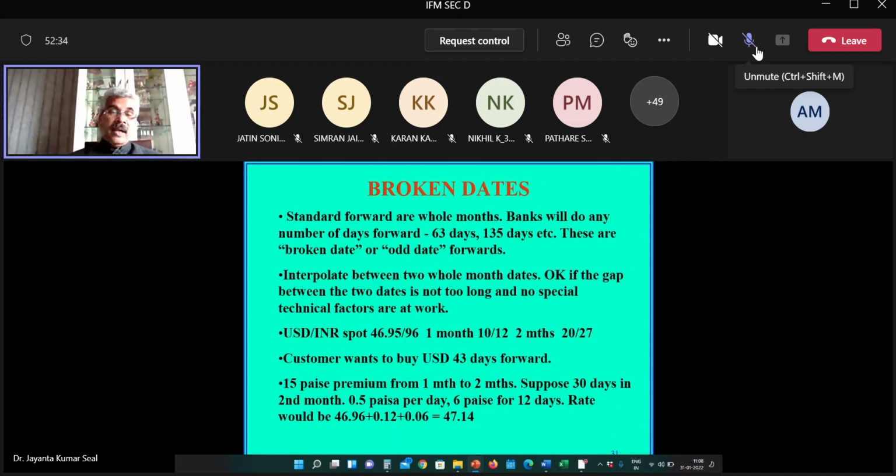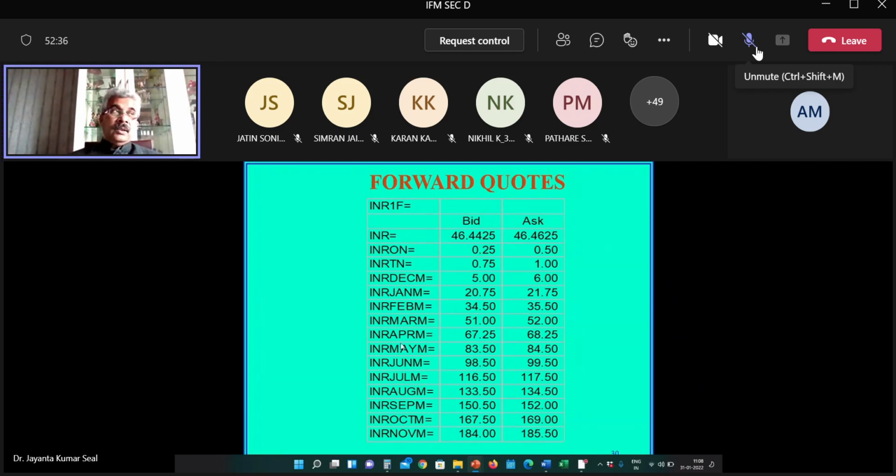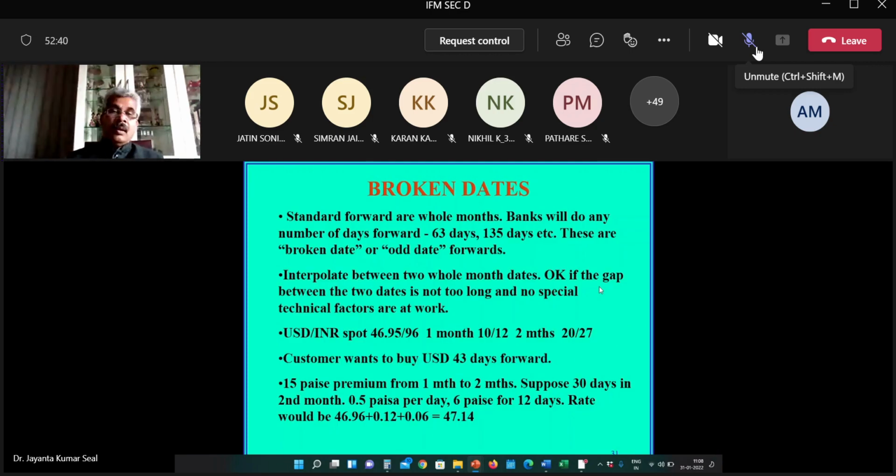So these are all standard forward dates: 1 month, 2 month, 3 month, and so on. Suppose you have a broken date, 63 days or 135 days. So what do I do? What we normally do is apply interpolation in order to find out the swap quotes.